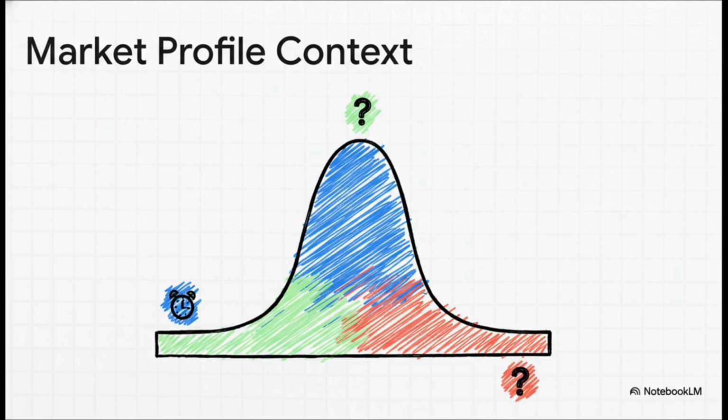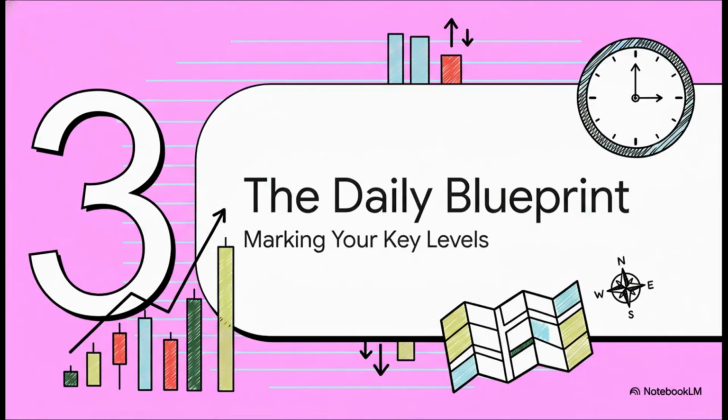And we're also going to look for two really important clues called a poor high and a poor low. These basically signal that there's some unfinished business at the edges of the market. All right, this is it. This is where we put it all together into a practical daily routine. This is how you build your map for the day before the market even opens for business.